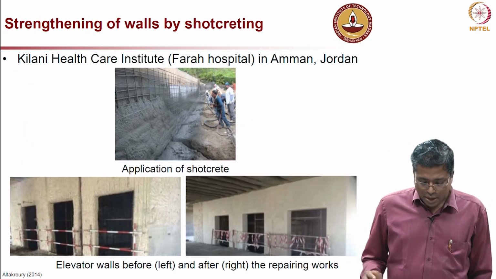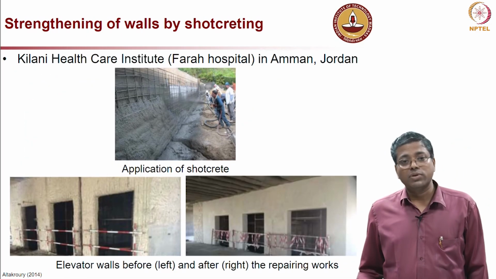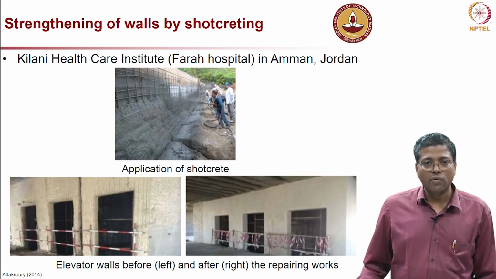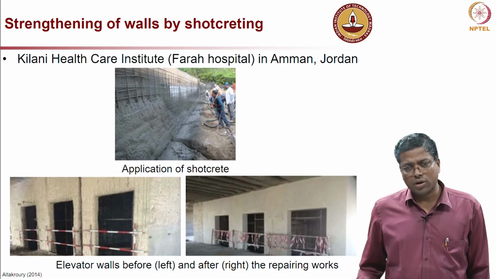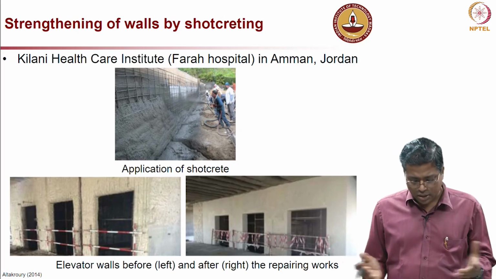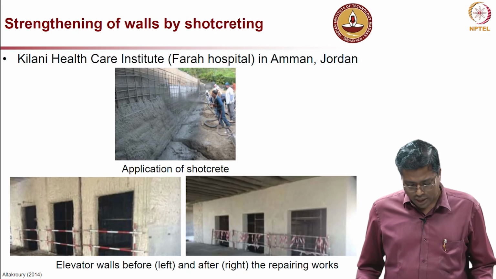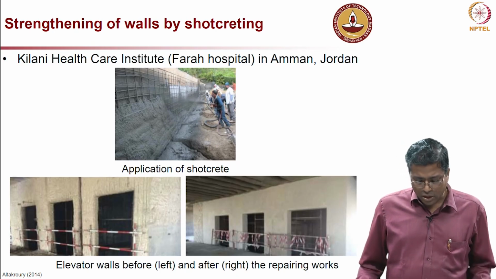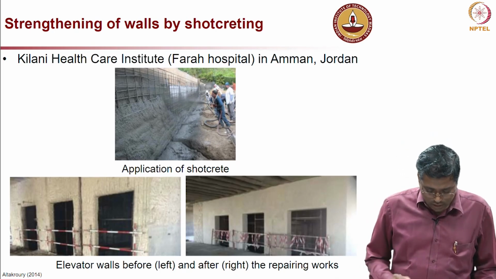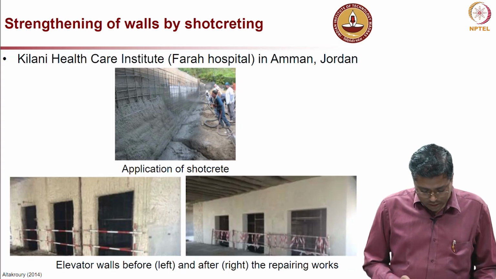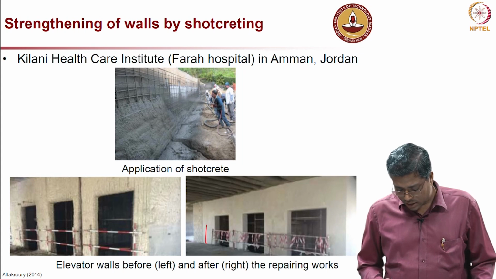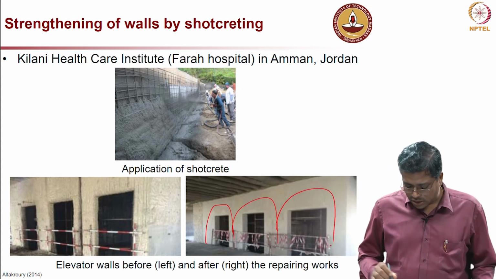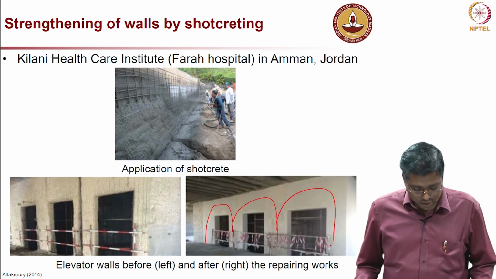Now, another procedure by which you can strengthen a wall element is by using shotcrete, very widely used for retaining walls, but here I thought of showing that as an example. We already discussed shotcrete in other lectures, and here there is an elevator shaft. Before and after, you can see it nicely done. This whole region is nicely done with the shotcrete.